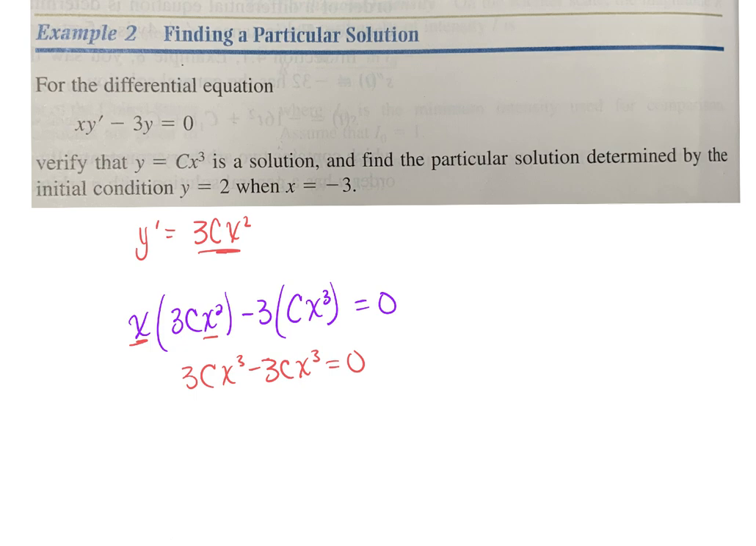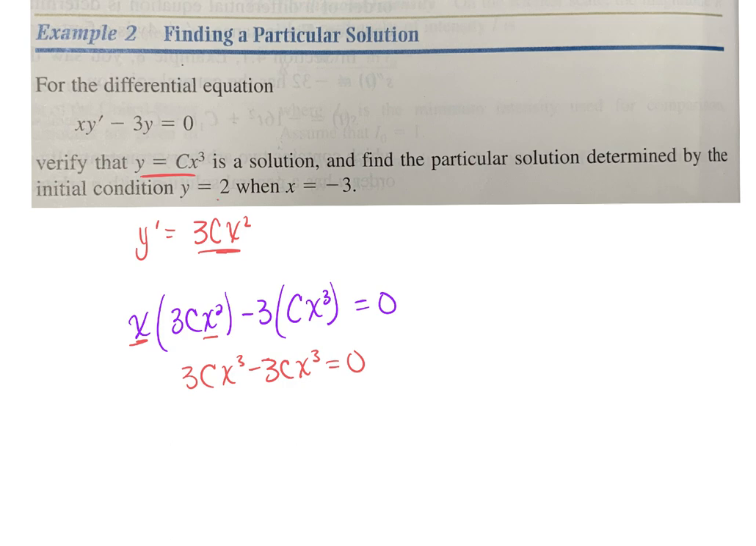Now it says initial condition, y equals 2 when x equals negative 3. So if we know that this works, we're going to use our function to figure out what our constant is. In order to get a particular solution, we can't have a c in it. A c immediately tells you you have a general solution. So we're going to do just like we did with our direct variation, like we did in the last section. We're going to plug these in.